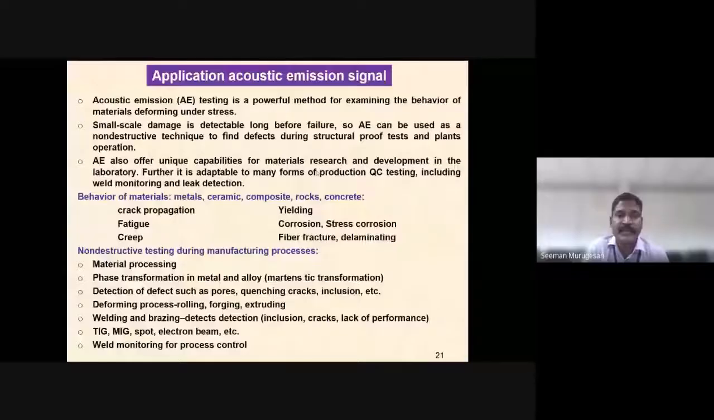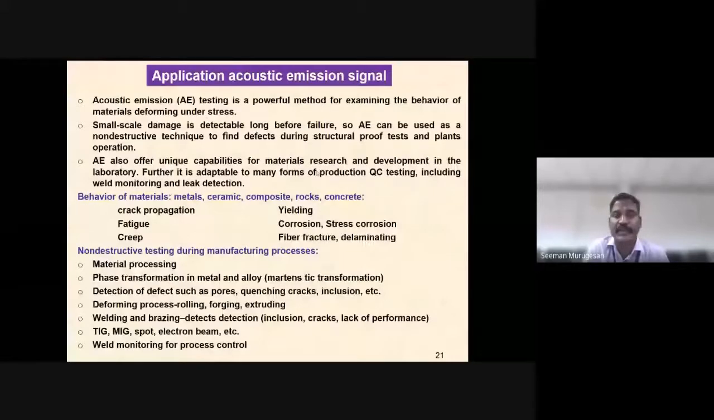The applications for the behavior of material are in metal, ceramic, composites, rock and concrete: crack propagation, yielding, fatigue, corrosion, stress corrosion, creep, and fiber fracture and delamination problems. You have to identify the delamination also.